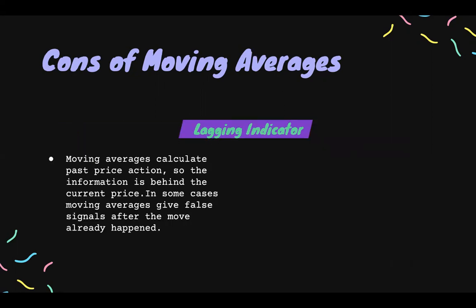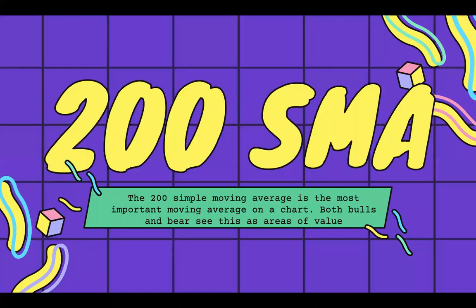The cons of moving averages are that they are a lagging indicator. Moving averages calculate past price action, so the information is behind the current price. In some cases, moving averages may give false signals after the move already happened, but that's on larger time frames and lower time frames too. I'm going to show you how to get around that.